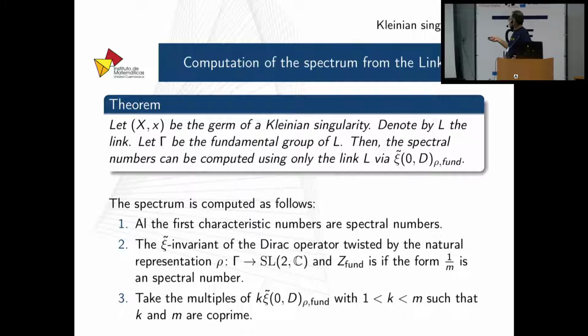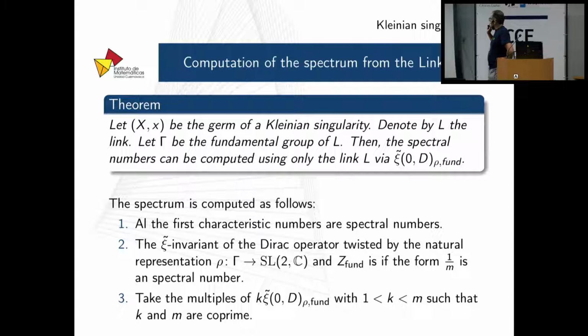we take the link, and gamma is the fundamental group of the link, then all the spectral numbers can be computed using the link L via this twisted Xi invariant and the characteristic numbers. So the recipe is as follows. All the first characteristic numbers are spectral numbers. And then this reduced Xi invariant twisted by the natural representation into SL(2,C) and the fundamental class is always of the form 1 over some integer. And this is also a spectral number. And then if we take multiples k of this number, with k between 1 and m, such that k and m are coprime, we recover the rest of the spectral numbers.